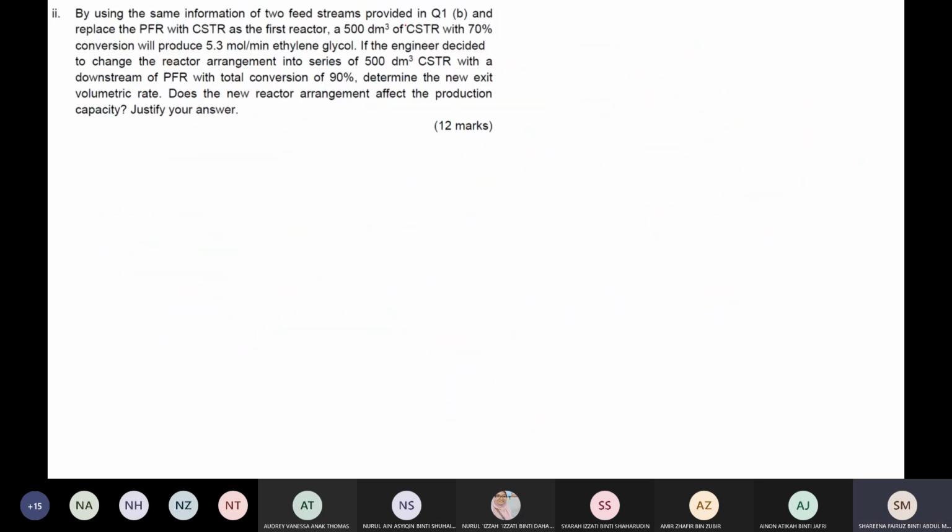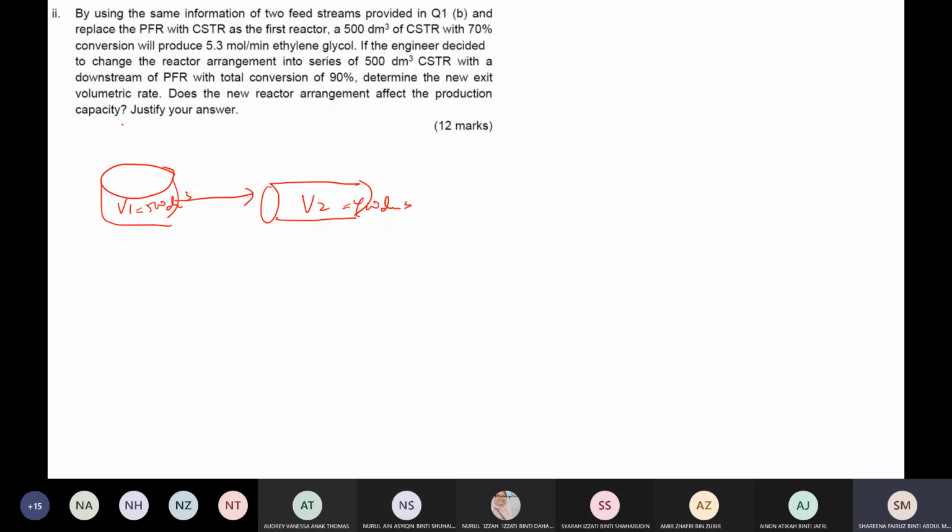So number 2, by using the same information of the two fixed streams provided in Q1B, replace the PFR with CSTR as the first reactor. So now it is reversed. You will get the CSTR first, PFR second. So now this is volume 1, this one is volume 2, and the volumes still do not change. So V1 is 500 decimeter cube and V2 is 400 decimeter cube.